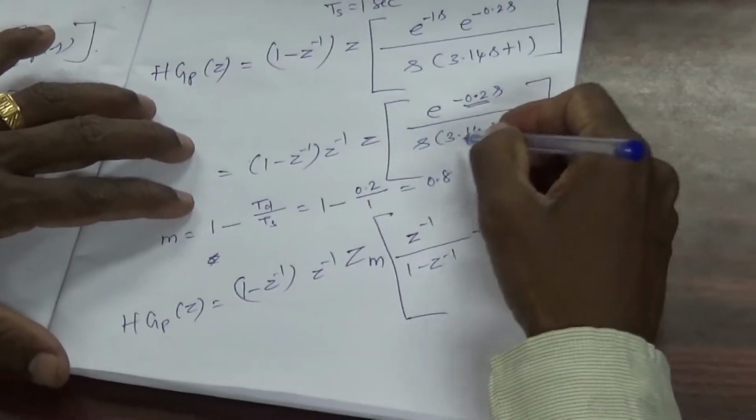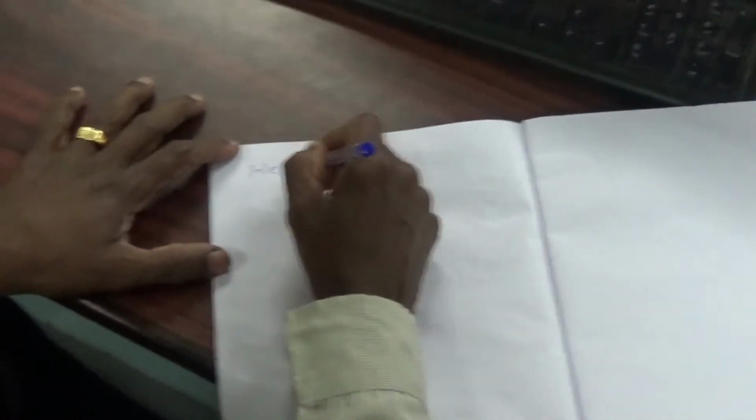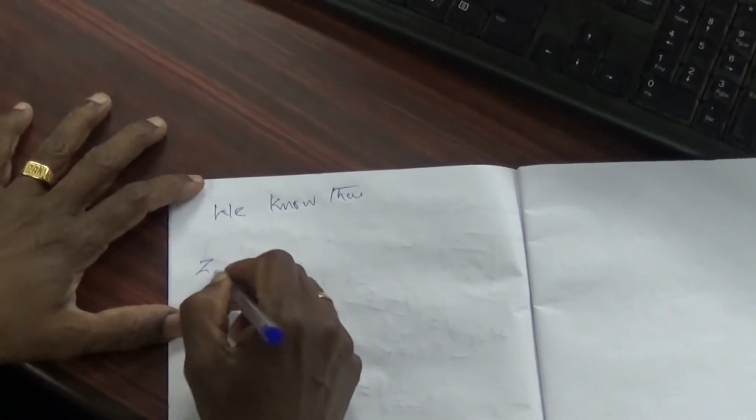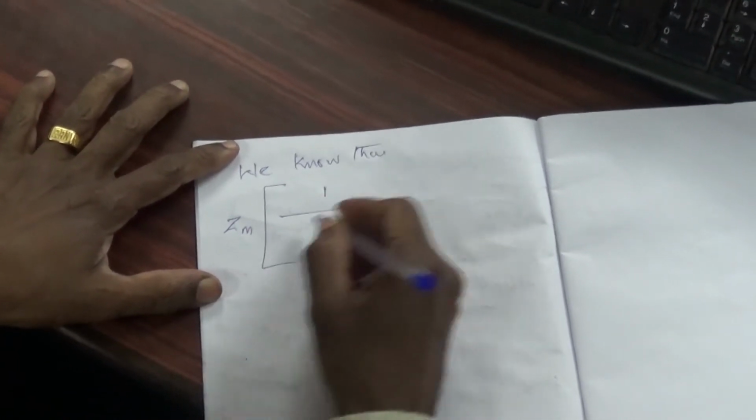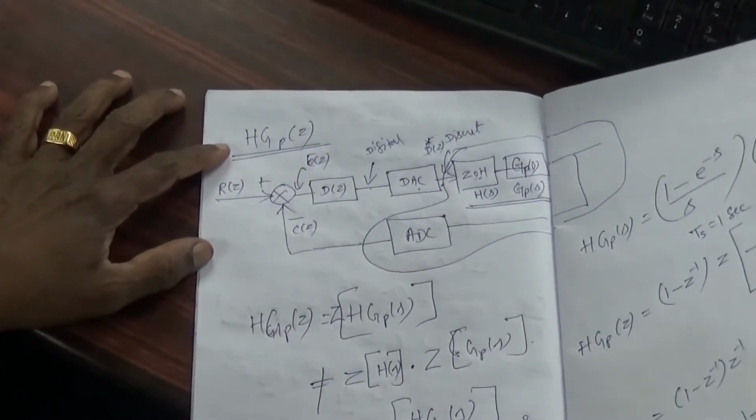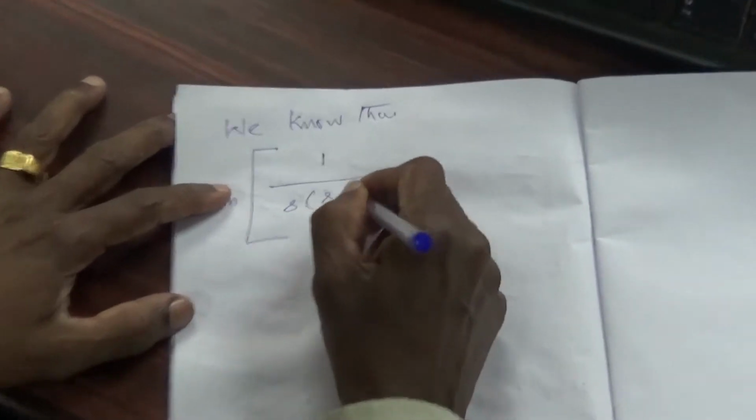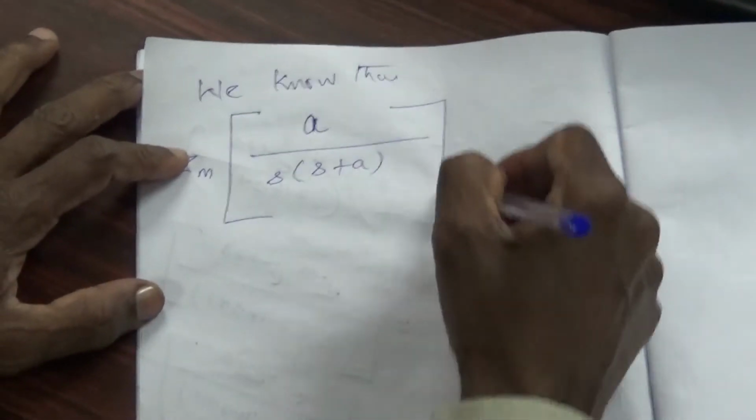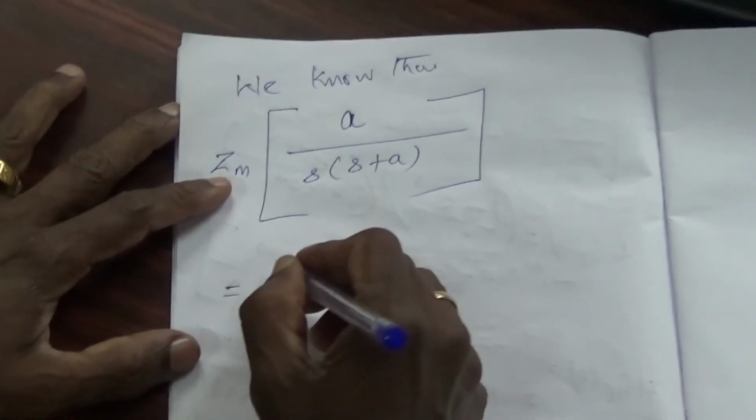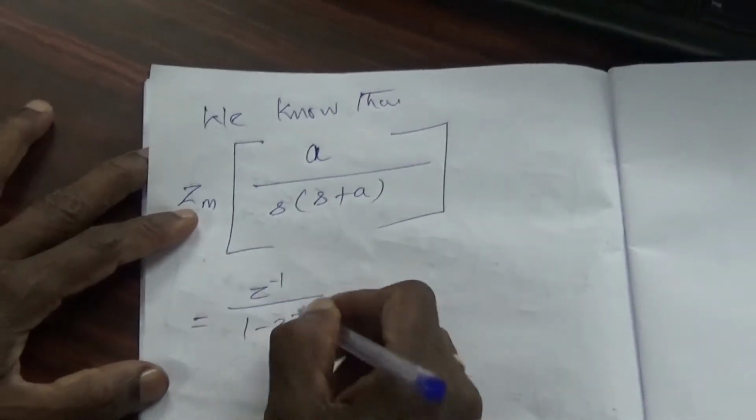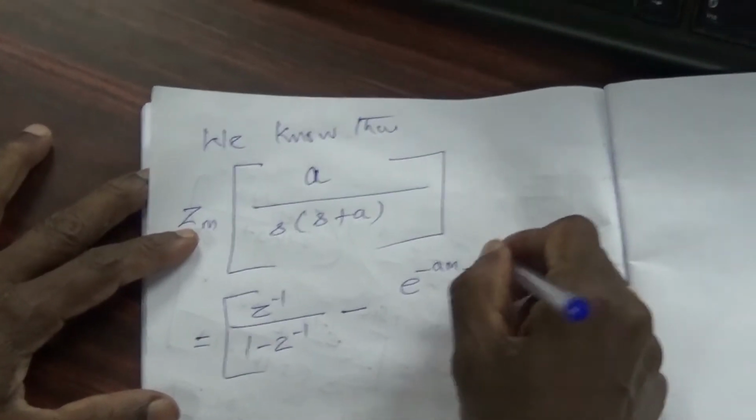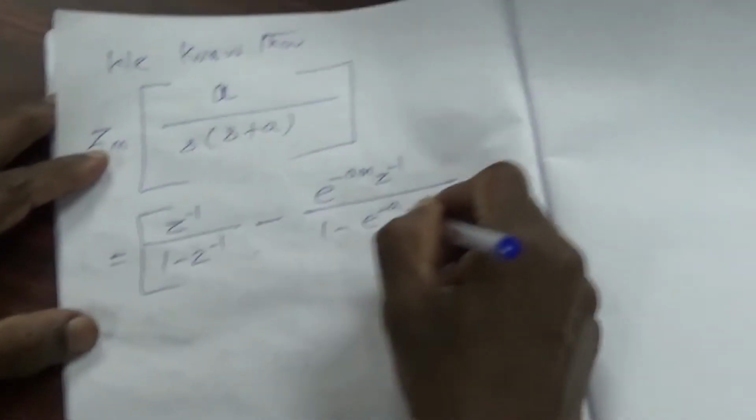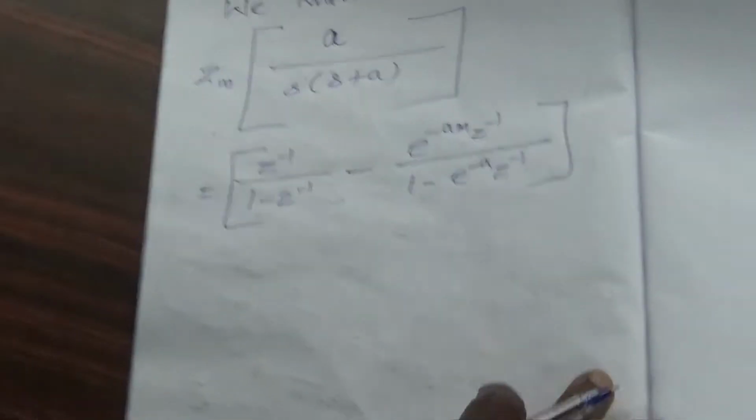Before going for this, we have to write this. We know that the modified z transform of 1 by s multiplied by s plus a, that is a by s multiplied by s plus a, equals z power minus 1 divided by 1 minus z power minus 1, minus e power minus a m z power minus 1 upon 1 minus e power minus a z power minus 1. This is the formula we know for the modified z transform.